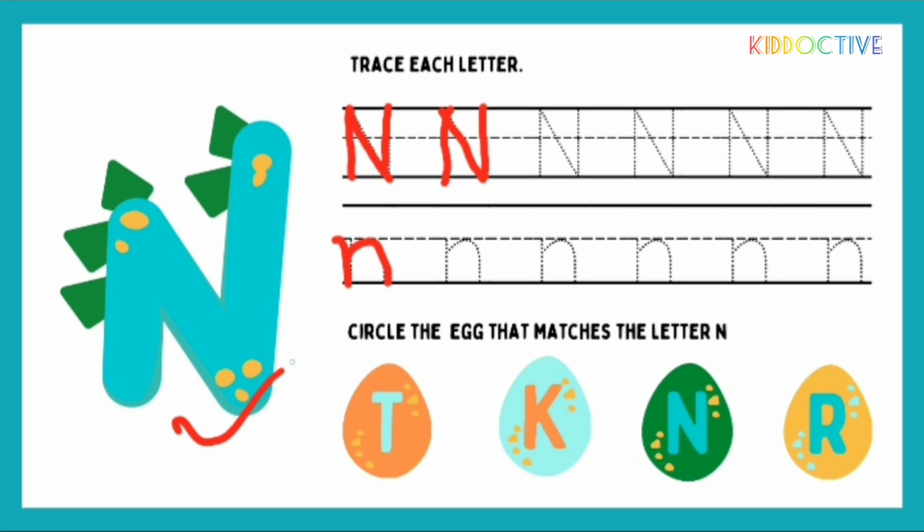So N looks like this. And you know how to write also. Now tell me which egg is having the letter N. The green one. Okay? Very good.